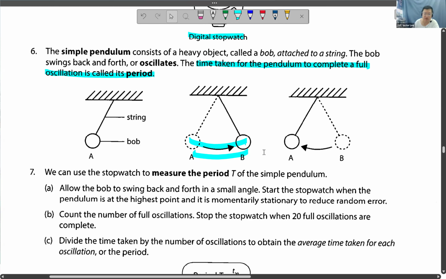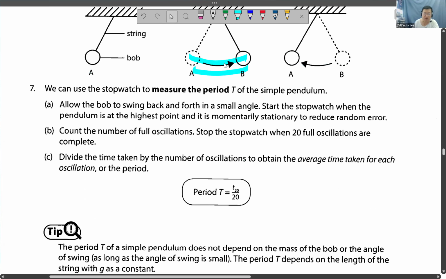So you can use the stopwatch to measure. If you do this experiment, remember you swing back and then completely back to the same position, then you take the time for the swing. But in any experiment, it's always good to take the average of many readings. So I swing 20 times, then divide by 20, that'd be more accurate. This is just a skill, all right?